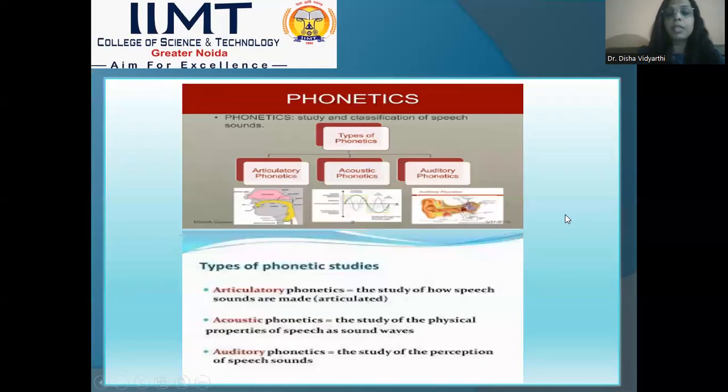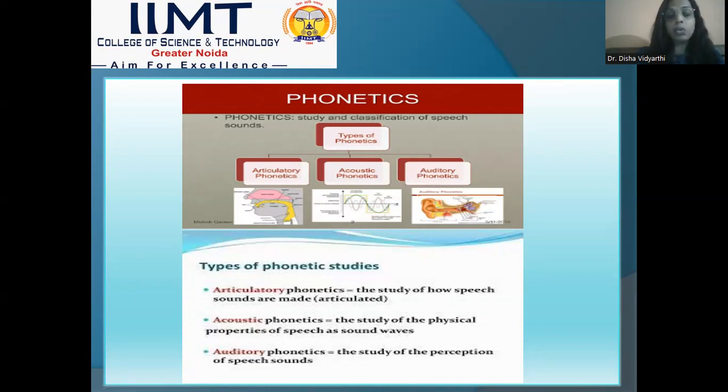Yes, now the types of phonetics. There are three types of phonetics. First is articulatory phonetics, then second is acoustic phonetics, and then third is auditory phonetics. Now let us see briefly what these types of phonetics are. The first one is articulatory. As the name itself suggests, it is related to articulation, how you pronounce that sound. Articulatory phonetics is basically the study of how speech sounds are made, how they are articulated, how you produce them by using your speech organs.